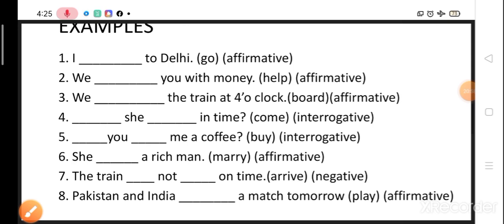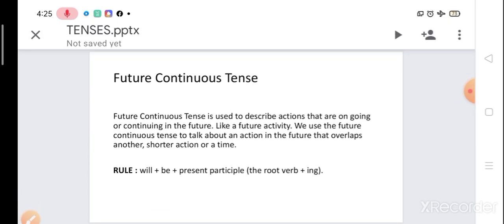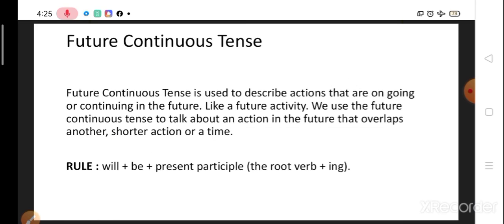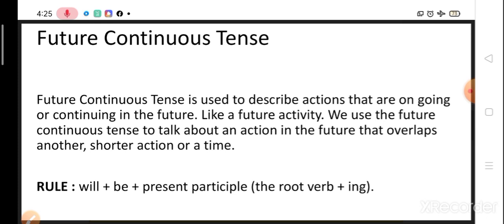Let us move to the next type of tense, future continuous tense. Now future continuous tense is used to describe actions that are ongoing or continuing in the future, like a future activity. We use the future continuous tense to talk about an action in the future that overlaps another shorter action or a time. Now the rule is very simple for this.